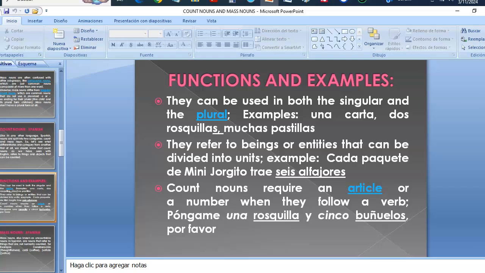And this type of nouns requires the presence of a determiner when they follow a verb in a sentence. In other words, when they act as its direct object. Here you have an example that says, póngame una rosquilla y 5 buñuelos, por favor. From all of these examples, una carta, 2 rosquillas, muchas pastillas, 6 alfajores, 5 buñuelos, and una rosquilla as well, are examples of count nouns in Spanish.